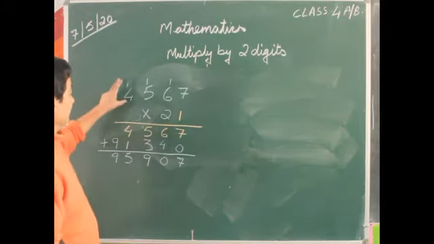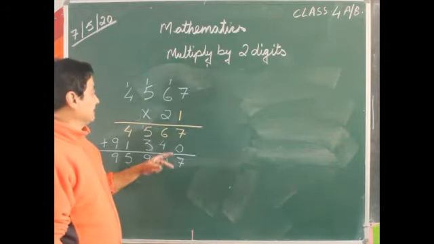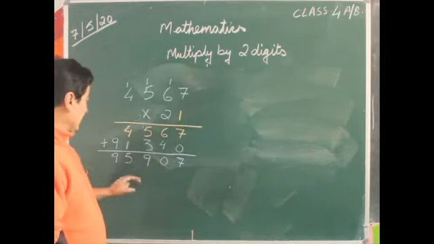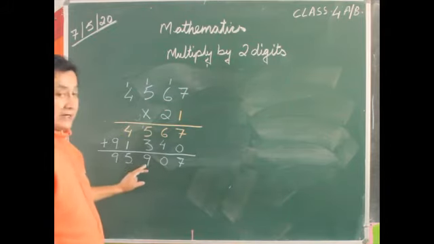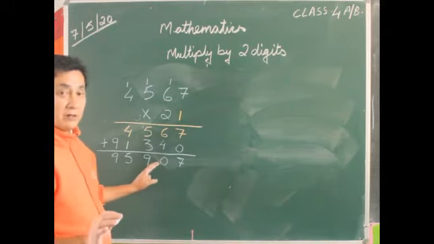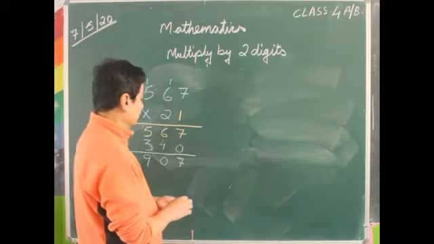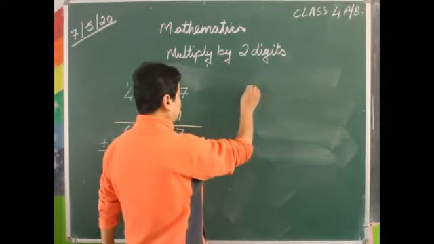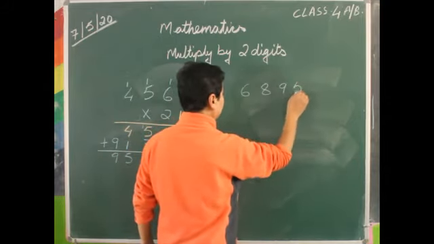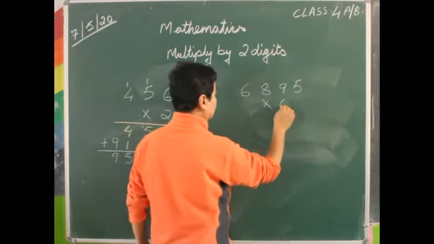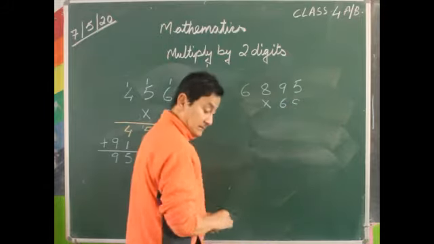When we multiply 4,567 by 21, we get the answer 95,907. I hope you are paying attention. So let's do one more now. 6, 8, 9, 5 multiplied by 69.